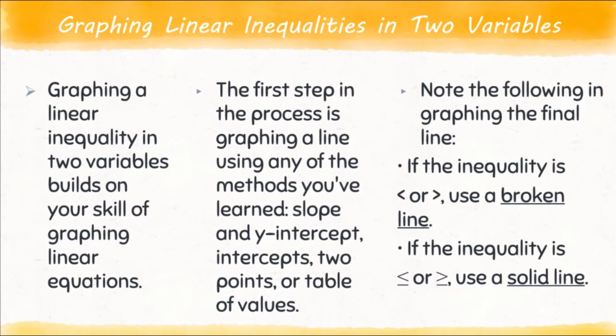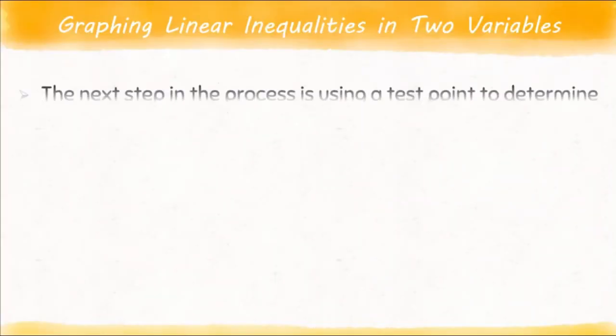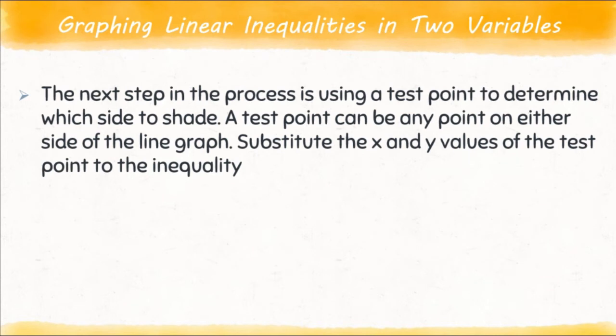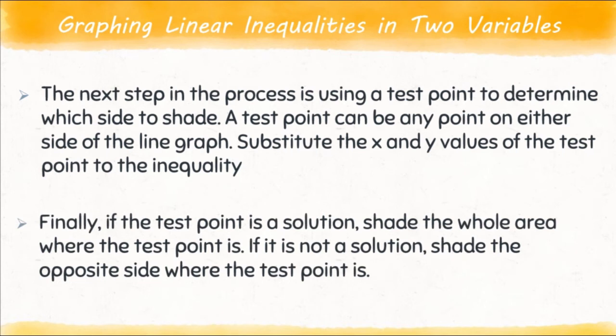The next step in the process is using a test point to determine which side to shade. A test point can be any point on either side of the line graph. Substitute the x and y values of the test point into the inequality. Finally, if the test point is a solution, shade the whole area where the test point is. If it is not a solution, shade the opposite side of where the test point is.